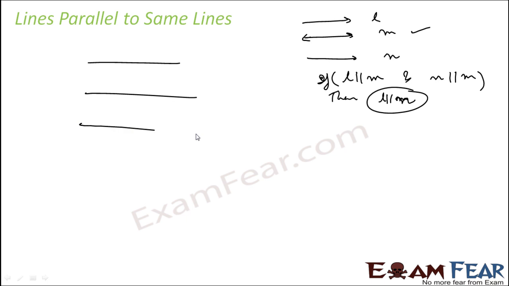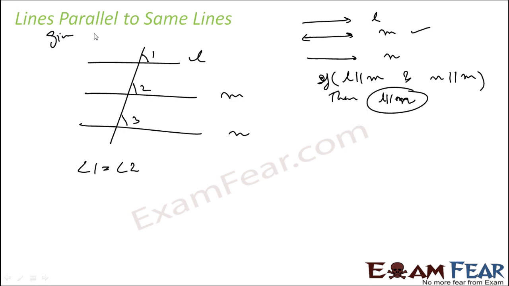Let's prove it. Suppose there are three lines, L, M and N. Let's draw a transversal. This angle will be angle 1, angle 2 and angle 3. So angle 1 will be equal to angle 2. Why? Given L is parallel to M and M is parallel to N, and we have to prove that L and N are parallel. Since L is parallel to M, they are corresponding angles.